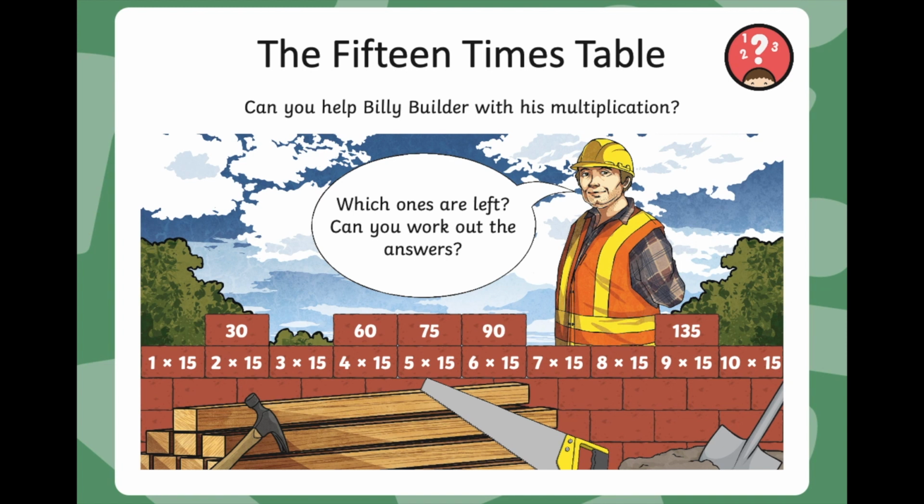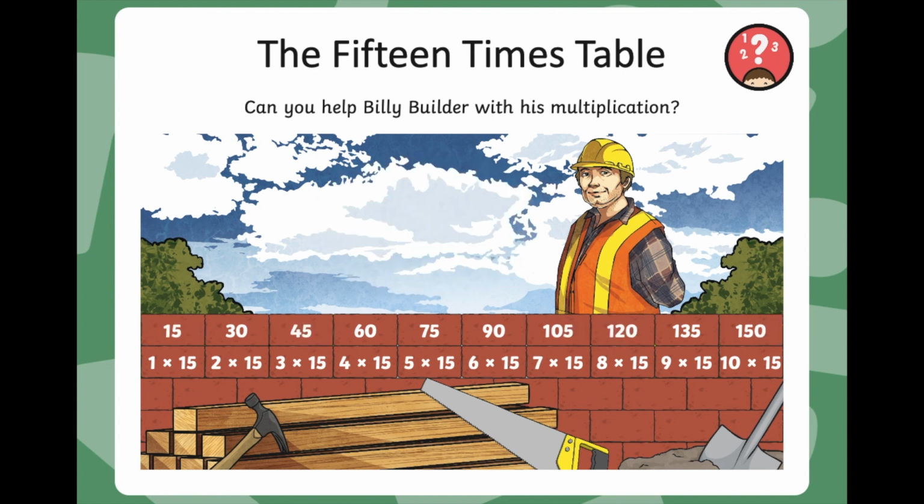How did you get on? 1 times 15 is 15, 3 times 15 is 45, 7 times 15 is 105, 8 times 15 is 120, and 10 times 15 is 150.